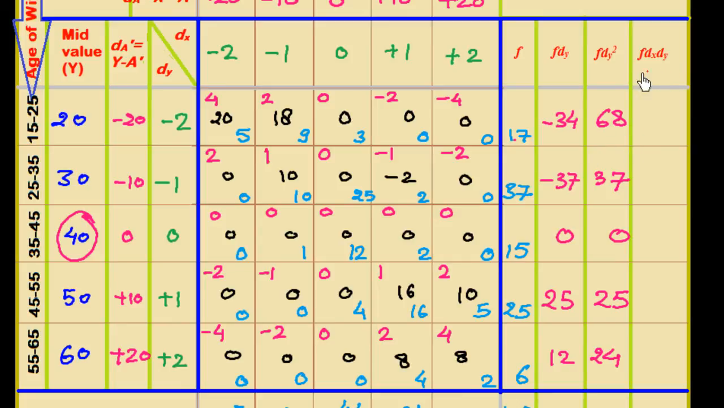Now we have to find out the f dx dy, because we know that here f dx dy are here, we have to add all these. So 20 plus 18, which is 38. 10 minus 2, which is 8. 0. And 16 plus 10 is 26, and 8 plus 8 is 16. We have got here.